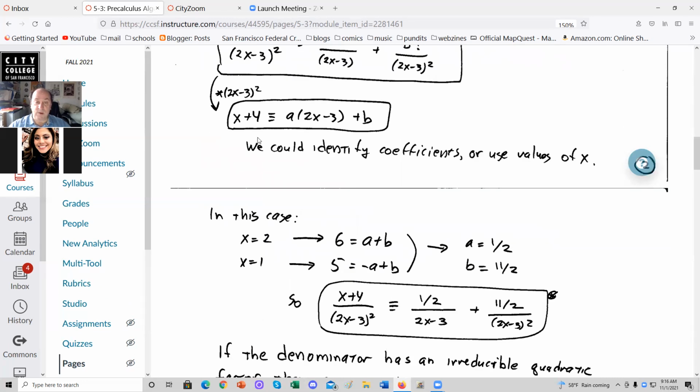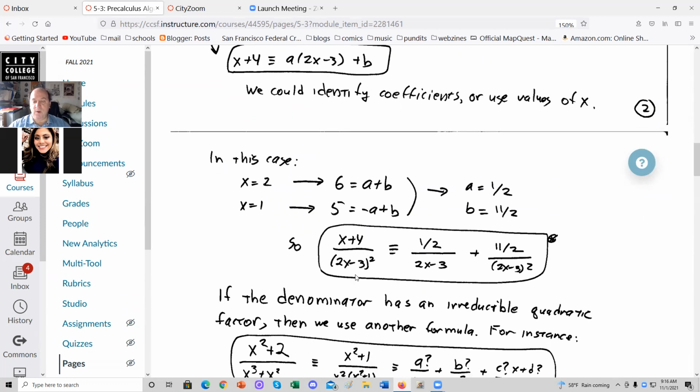We set x equal to 2, then you get 6 equals a plus b. And set x equal to 1, we get 5 equals negative a plus b. After a very small amount of algebra, you get a equals a half and b equals 11 halves. So (x plus 4) over (2x minus 3) all squared is identical to a half over 2x minus 3 plus 11 halves over (2x minus 3) squared. So in calculus, if you're supposed to integrate this, then you find the integral of this plus the integral of that.